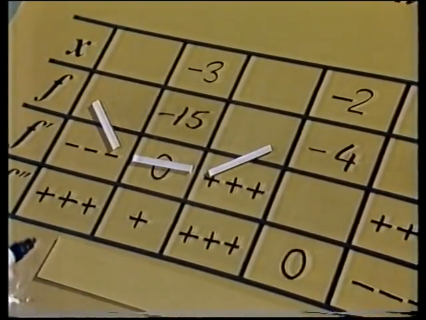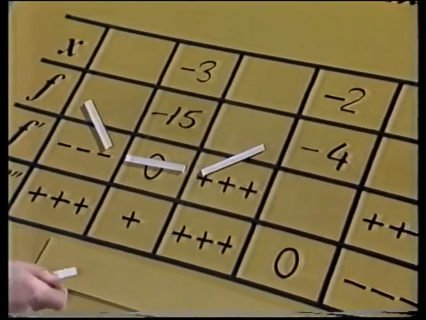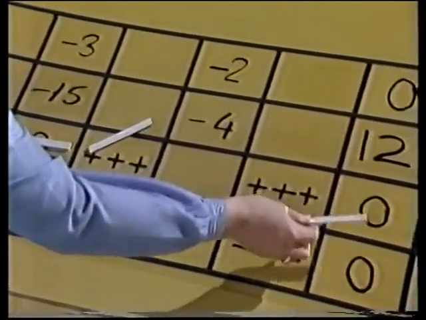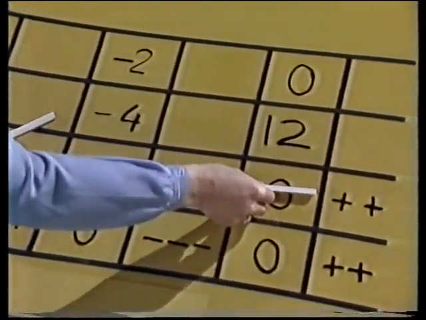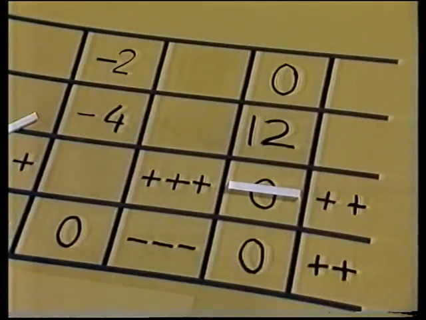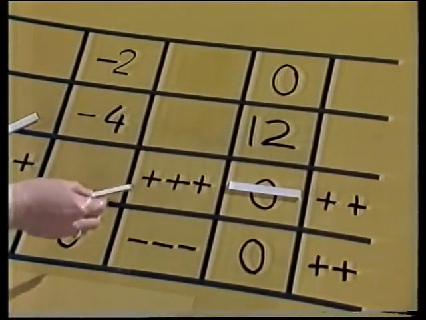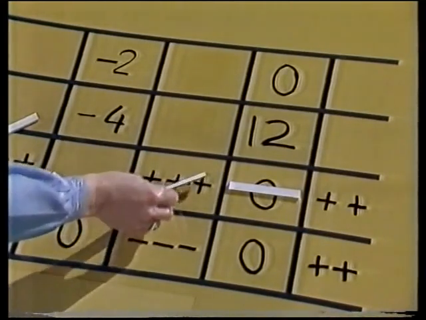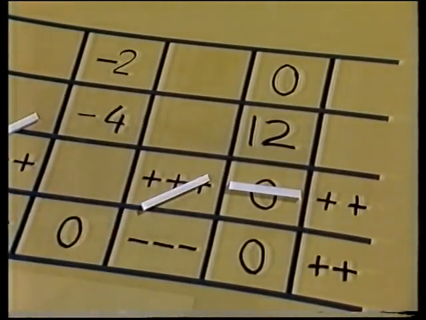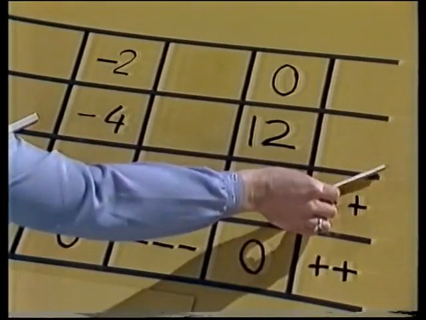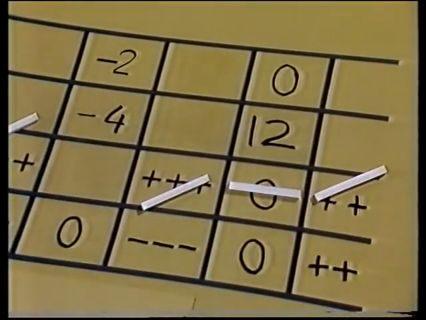The other place where the derivative is 0 is at x equals 0, and there we have a horizontal tangent. This time, to the left, we've got a positive derivative, which means an increasing function, and also to the right, an increasing function. So, in spite of the fact that we have a horizontal tangent when x equals 0, we don't have a maximum or a minimum.